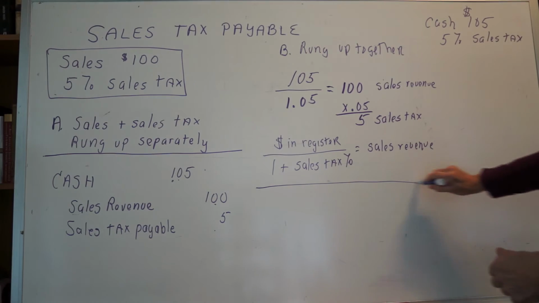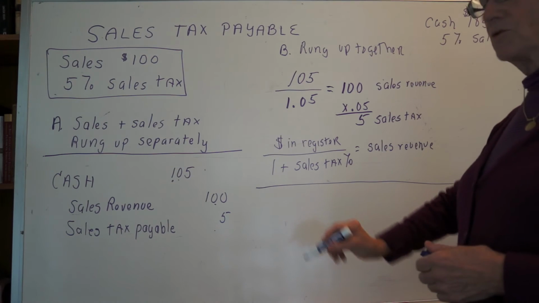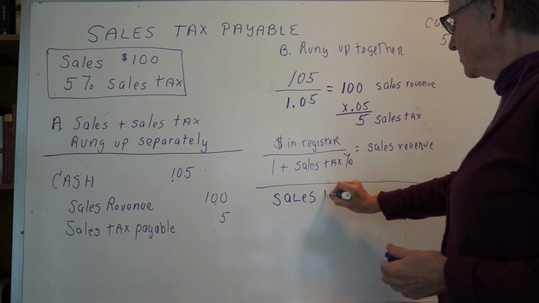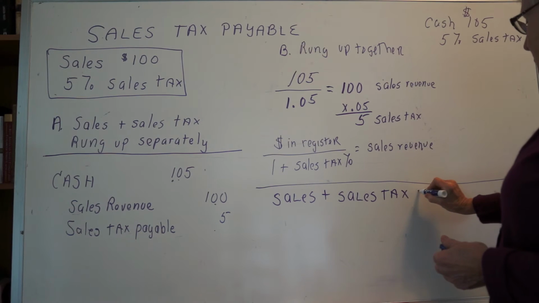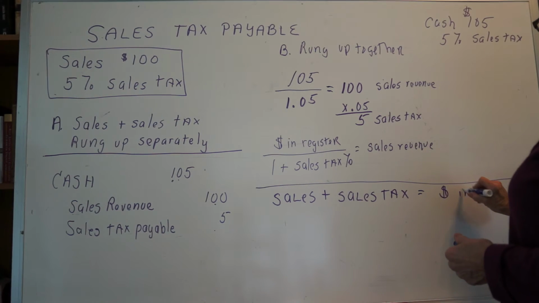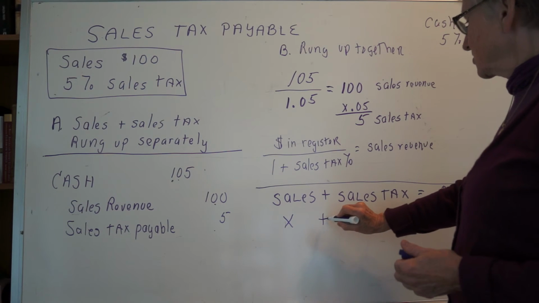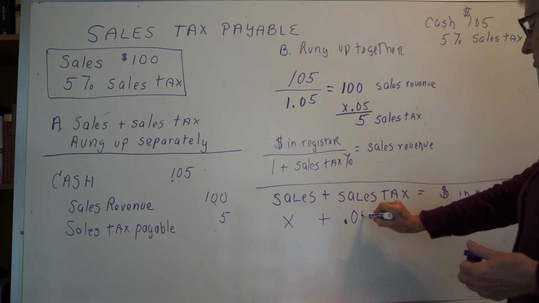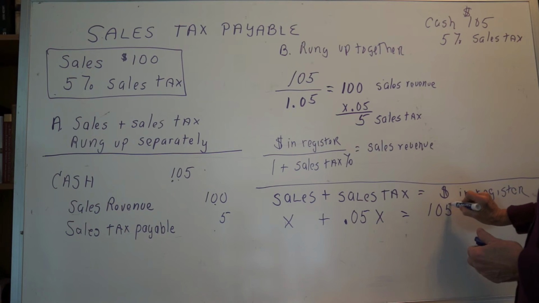What if you can't remember the formula? What you can do is work into it if you'd like. We know that sales plus the sales tax equals the amount in the register. So if we call sales X, plus the sales tax is 0.05 times X, right? And that's going to equal, in this case, $105.